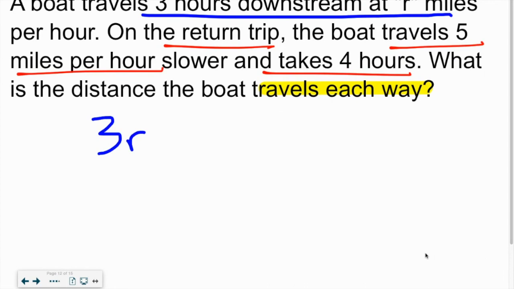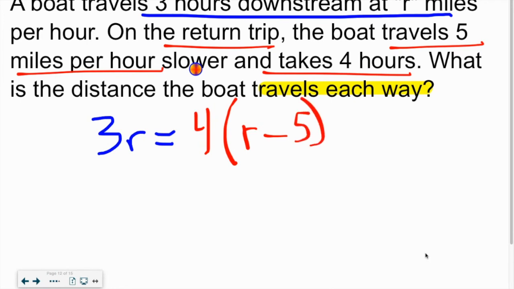So right here, we don't know what that R is. We don't know what the speed is, so we're just going to call it 3R. And that's going to be the same distance equivalent to our trip back, which took 4 hours. But did we travel the same speed? No. So we have to adjust our speed. So not just R, but we went faster or slower. Here it tells us we went slower. So we're going to go R minus 5 for that slower at 5 miles an hour slower.